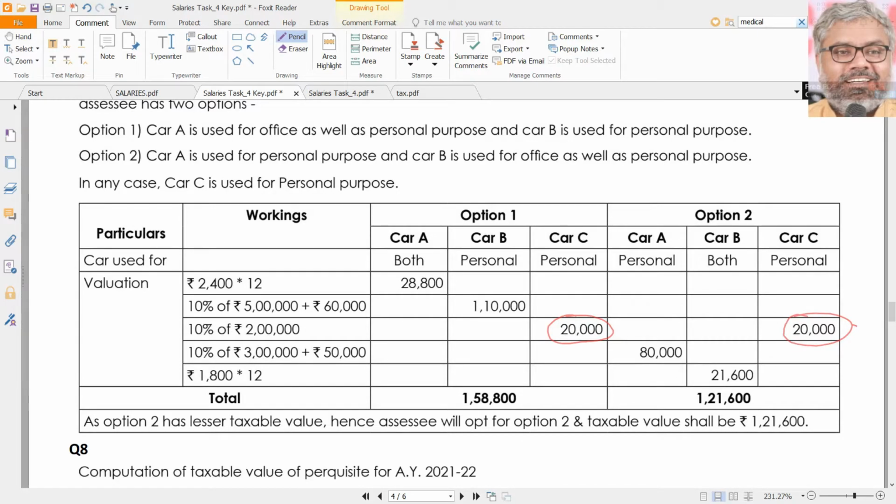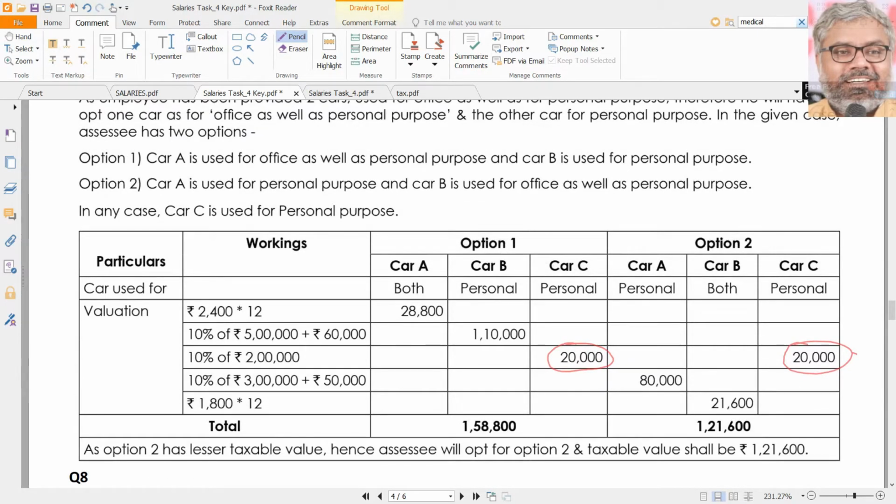But here, for car A and B, we need to take whichever is the better option for the employee. What are the two options here? One, car A is considered to be for both purposes, and B is assumed to be for only personal purposes. That is option 1. Option 2, car A is used for personal purposes, assumption only, and car B is used for both purposes. Then how will the valuation be?